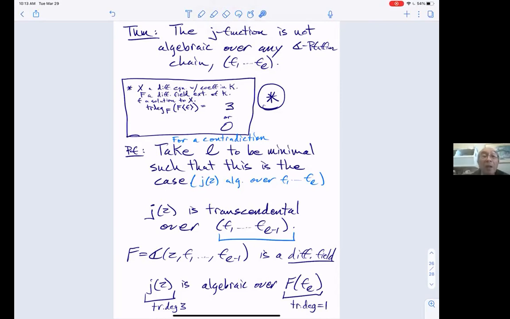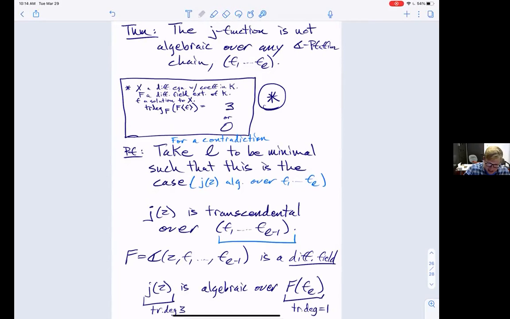Can I have a silly question? Is the empty chain considered Pfaffian? The empty chain? Oh, I don't know, but why would it matter? Well, because you sometimes say the F1 up to F sub L minus 1. Oh, I see. Yeah, I guess I would consider it Pfaffian because in that case, the field that you're talking about in the proof would just be the field C of Z, the field of rational functions. Yeah. So any rational function would be in that field.